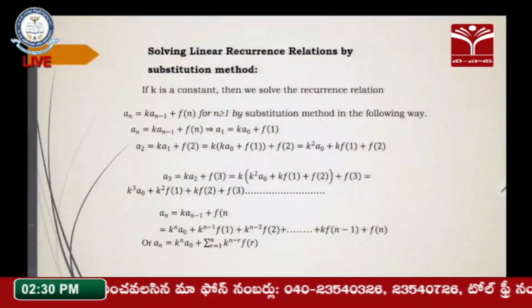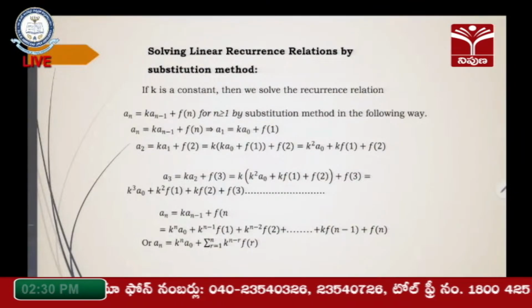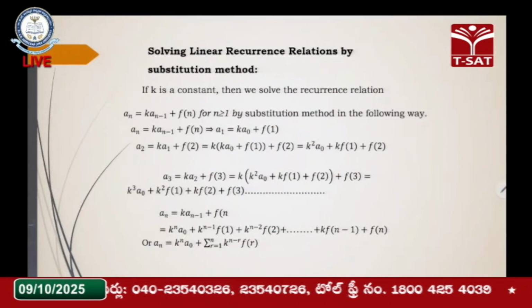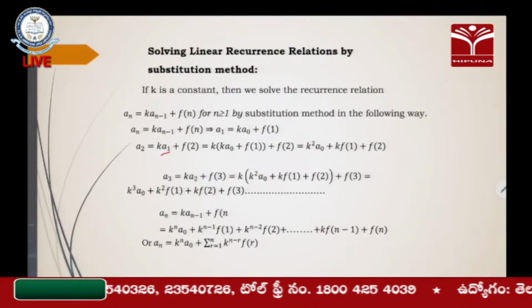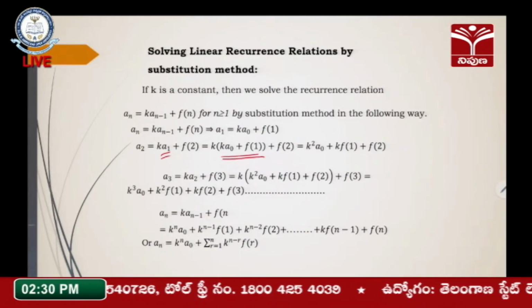Now, we will find the values recursively. First, we will find a1. What is a1? a1 is k a naught plus f1. What is a2? a2 is k a1 plus f2. Again, we substitute for a1. What is a1? a1 is k a naught plus f1.